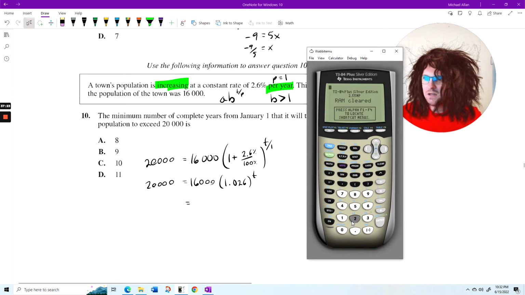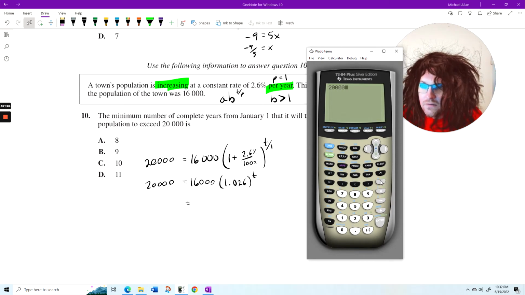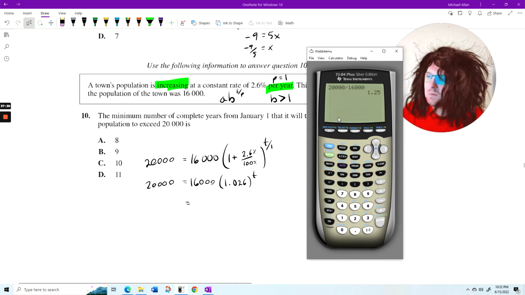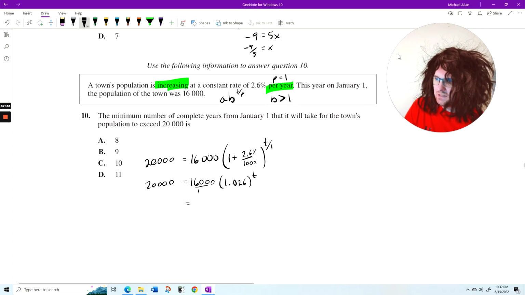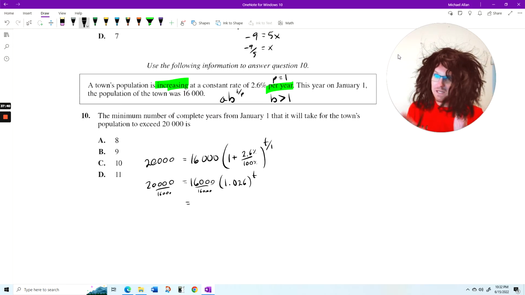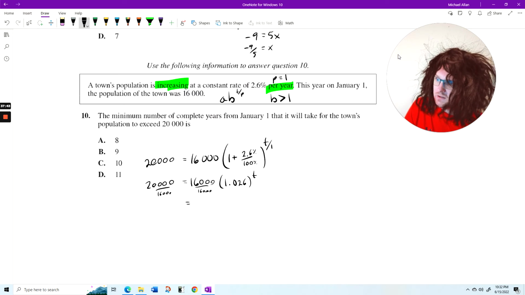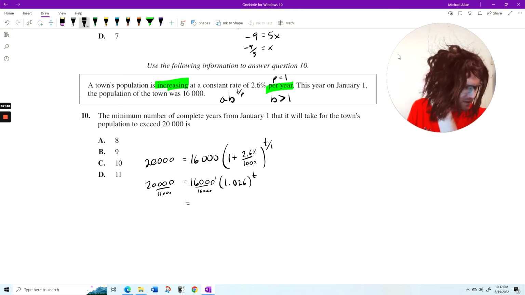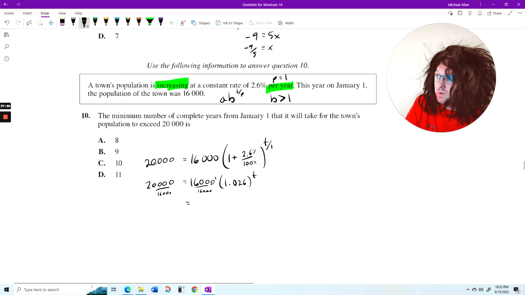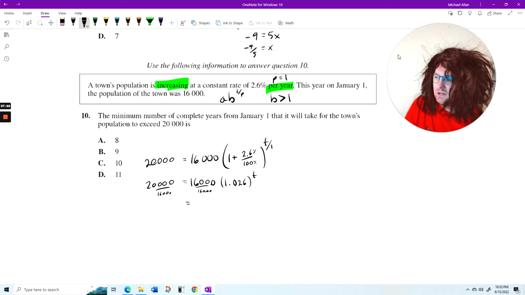Cool. Okay. So 20,000 divided by 16,000. Really, that's just 20 divided by 16. It's 1.25. So I'm going to divide the 16,000 over to the other side. Now, you cannot multiply the 16,000 in, because remember the rule. You can only multiply things with the same exponent. So this has an exponent of 1. You just don't see it. And this has an exponent of t. So you can't multiply them together, because you don't know what t is. If you knew what t was, then maybe you could. Okay, so I'm going to divide it over to this side and get 1.25.